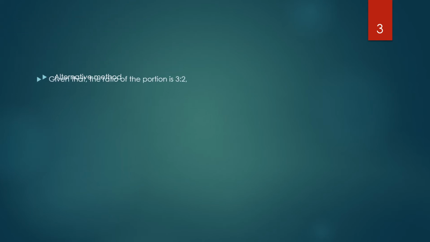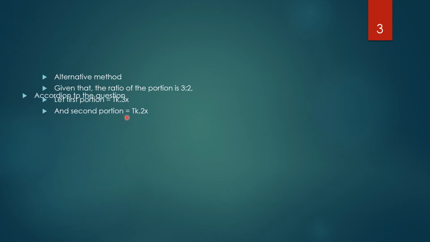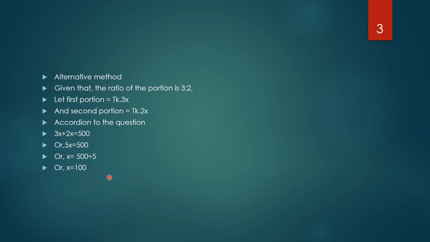Alternative method. Given that the ratio of the portion is 3 is to 2. Let the first portion equal 3x and second portion equal 2x. According to the condition, 3x plus 2x equal 500 or 5x equal 500 or x equal 500 divided by 5. Therefore, x equal 100. So, first portion equal 3 into 100 equal 300, and second portion equal 2 into 100 equal 200.